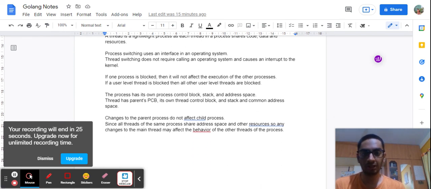A process uses an interface in an operating system. Thread switching does not require calling an operating system or causing an interrupt to the kernel. If one process is blocked, then it will not affect the execution of other processes. If a user level thread is blocked, then all other user level threads are blocked. A process has its own process control block, stack, and address space. A thread has its parent's PCB, a thread control block, and stack and common address space.